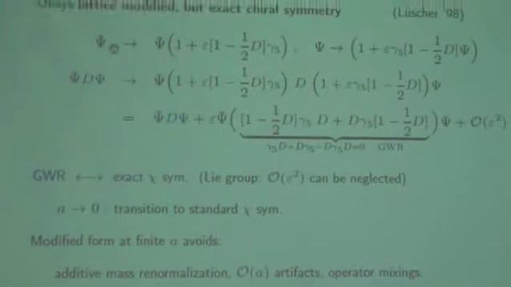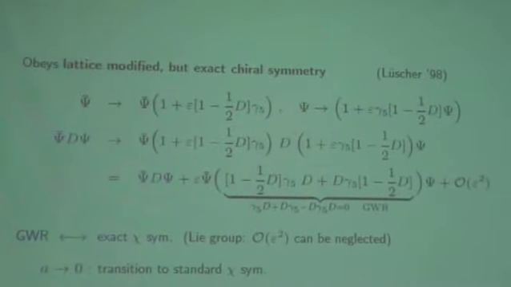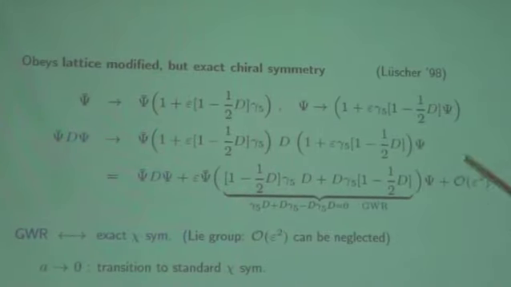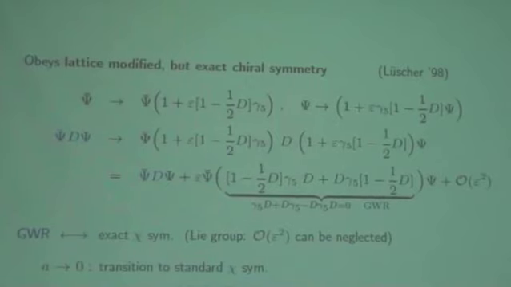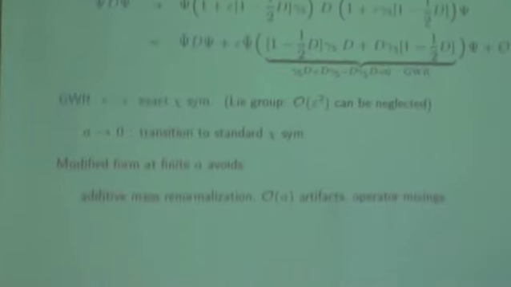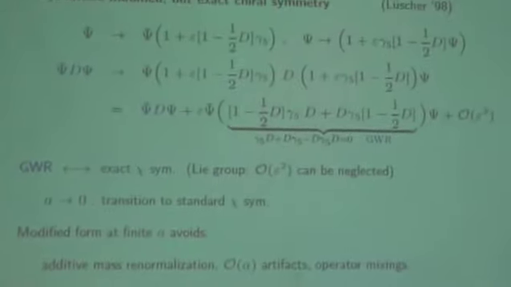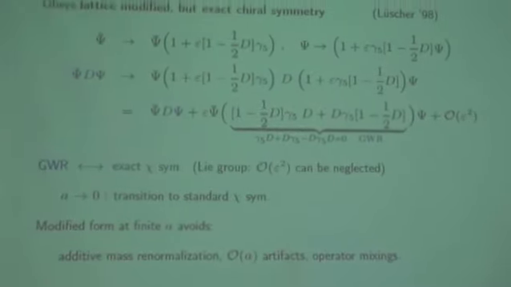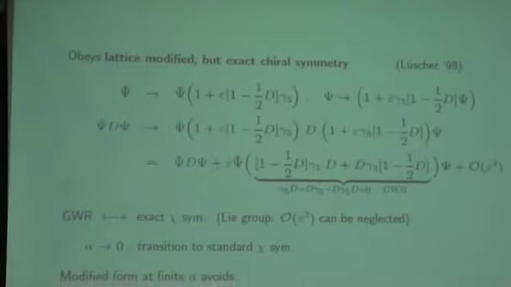Now, why does this have such good properties? This was pointed out a little bit later by Lüscher: if you have this property, you have chiral symmetry even on the lattice, an exact chiral symmetry. It is just not exactly the same as in the continuum, but it's good enough to have one.